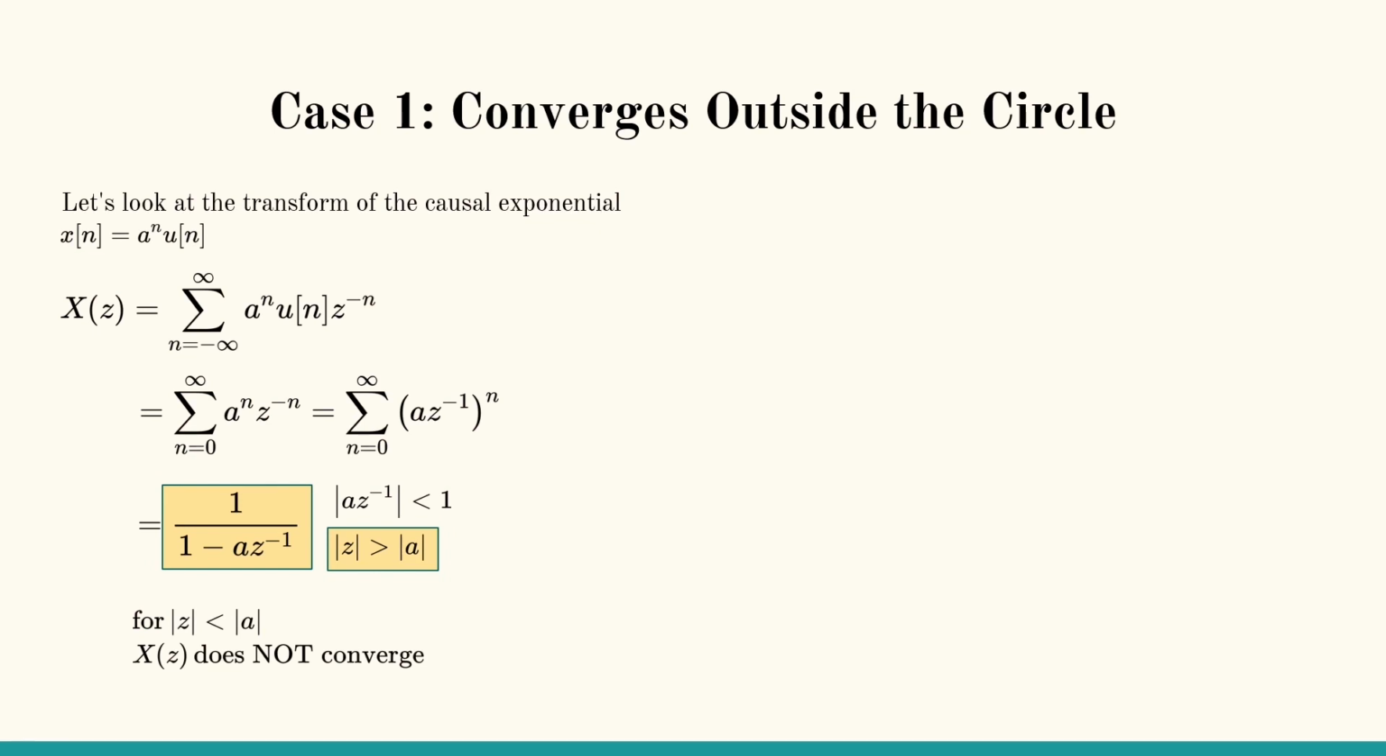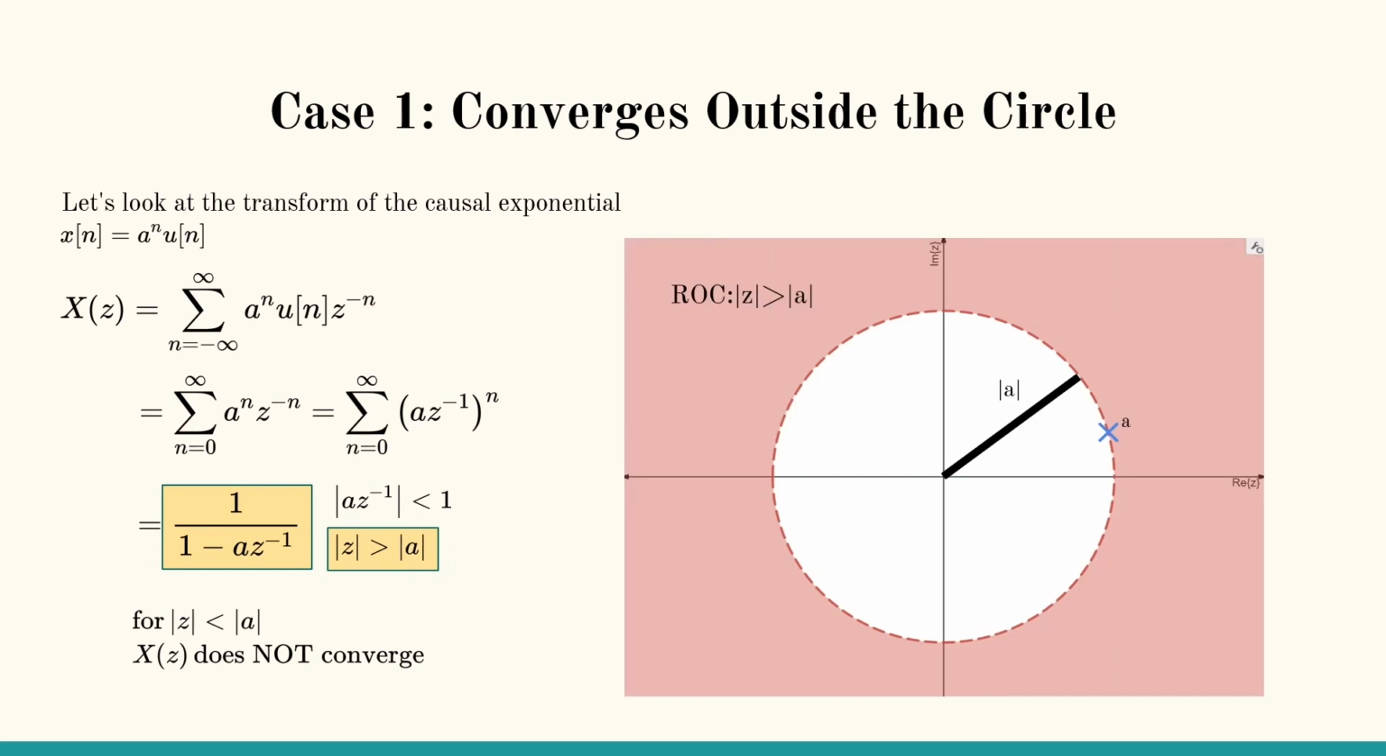And if we were to plot it out, this is the graph, where the radius of the circle is a, and everything inside does not converge, and everything outside does converge.